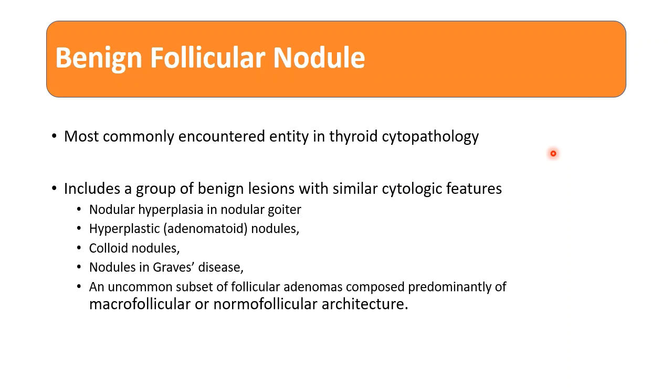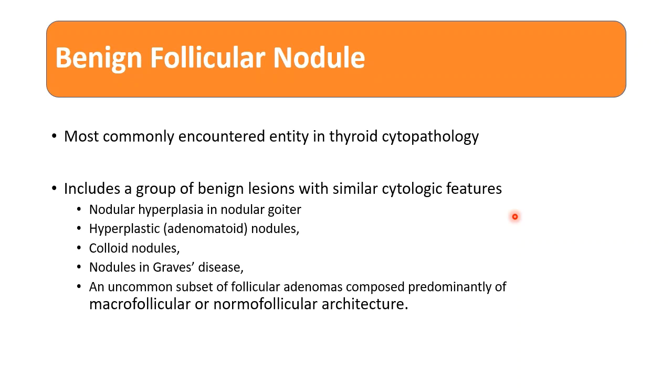Whenever we have a benign follicular nodule, it can include a number of entities which have similar cytologic features, like nodular hyperplasia in nodular goiter, hyperplastic nodules, colloid nodules, nodules in Graves' disease, and an uncommon subset of follicular adenomas which are composed predominantly of macrofollicular or normofollicular architecture. It is difficult to differentiate between all these entities based on FNAC alone.